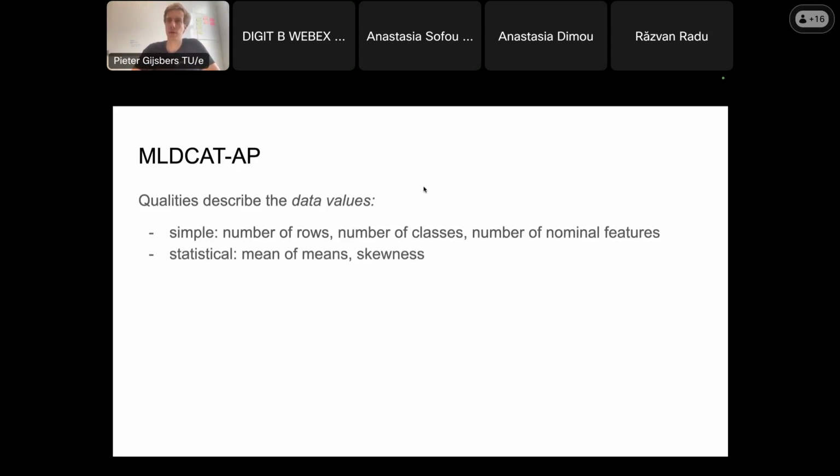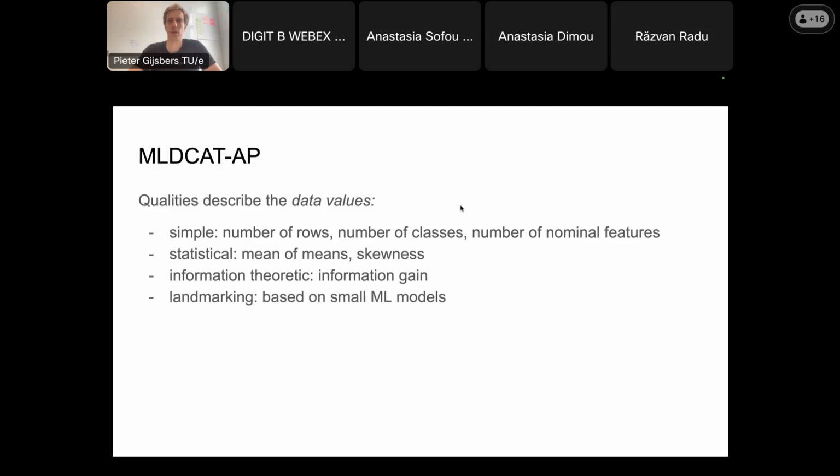You have also other sets of meta features or qualities, such as statistical ones, which compute measurements on the numeric data features in your data. For example, you can take the mean of means, or you can compute something about the skewness, and these also in some way express some characteristics of the data. You have information theoretic meta features, which are computed on the nominal features. And these also are often in relation to the target value of the class. So these are also more machine learning specific.